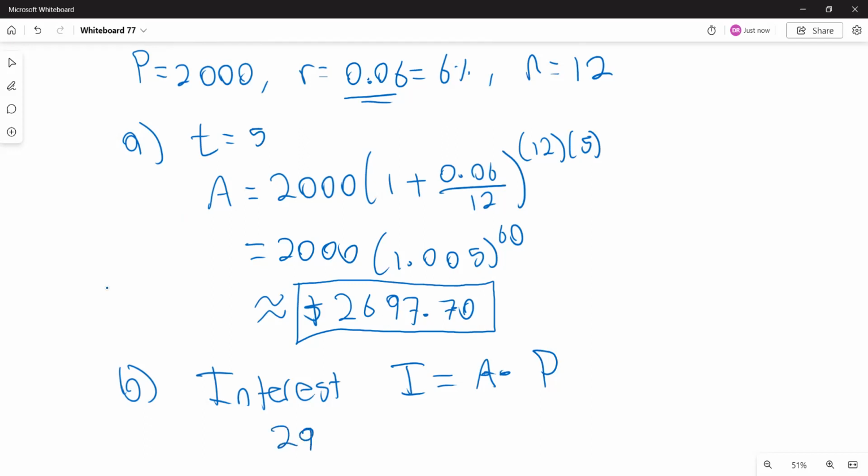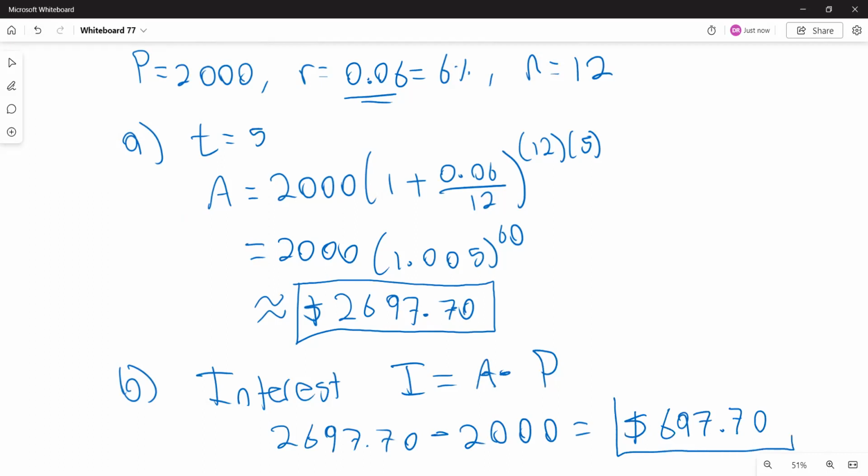So this is $2,697 with 70 cents minus the initial deposit of 2,000. So the interest earned was $697 with 70 cents. So this is the interest earned.